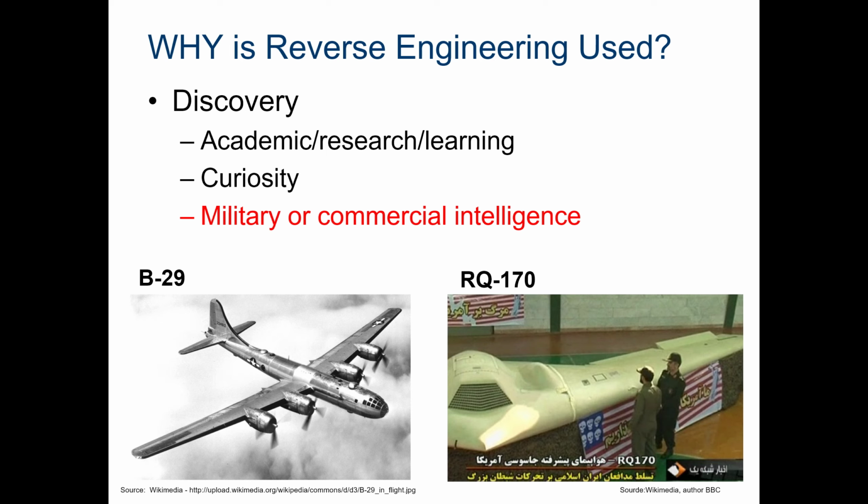They actually took apart that B-29 and reverse engineered it, and they built their own version of a long-range bomber. The RQ-170 right there, if I'm not mistaken, that was Iranian. That was actually a pilotless drone that we were using to spy over Iran. It had crashed, and the Iranians actually took it apart, rebuilt it completely, and it's almost a spitting image. So military and commercial intelligence absolutely use reverse engineering all the time.